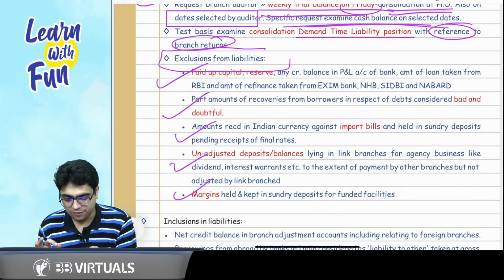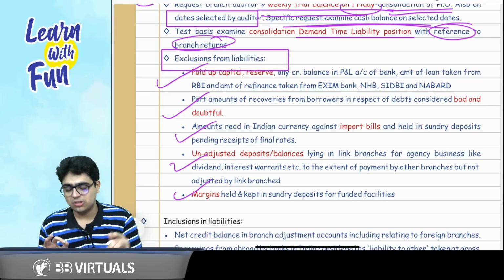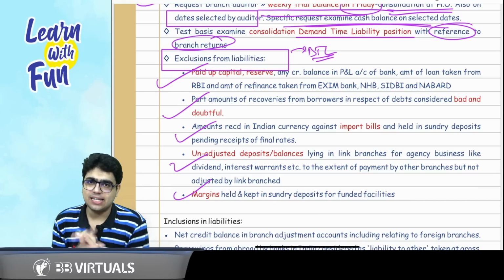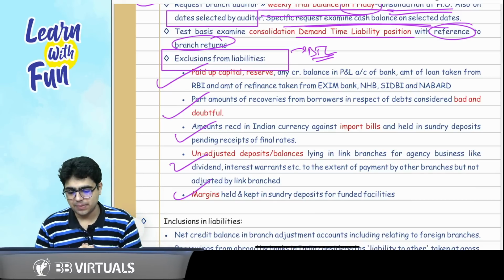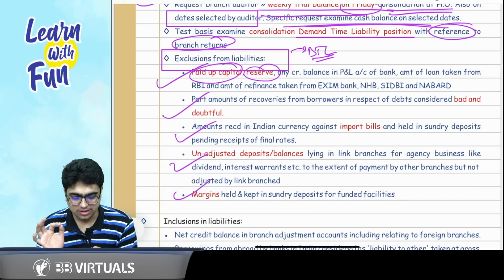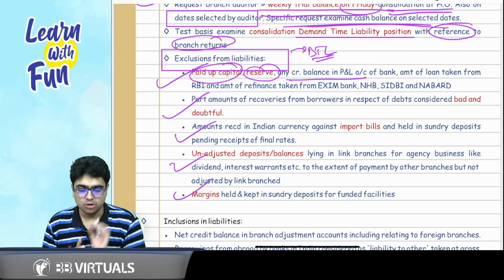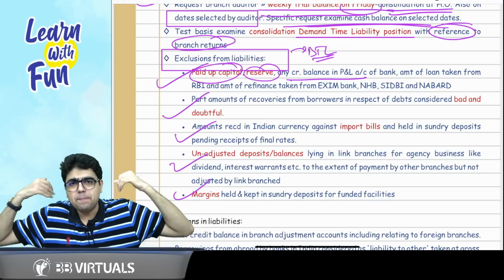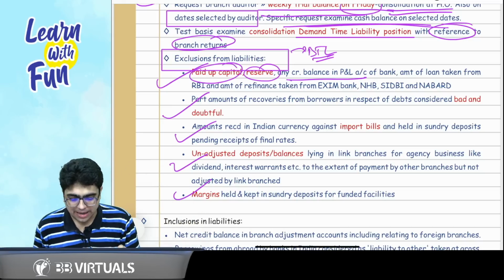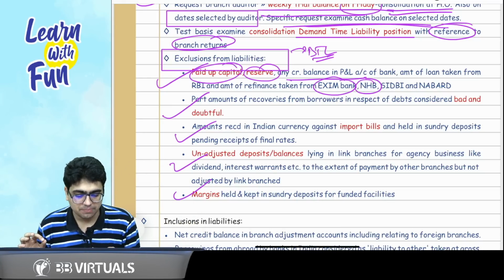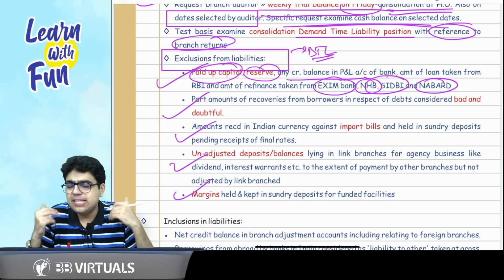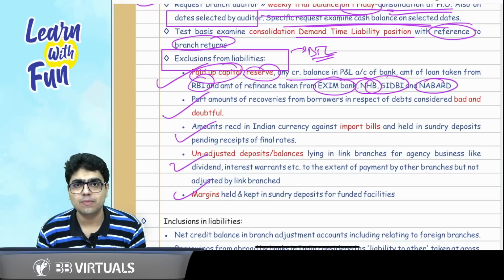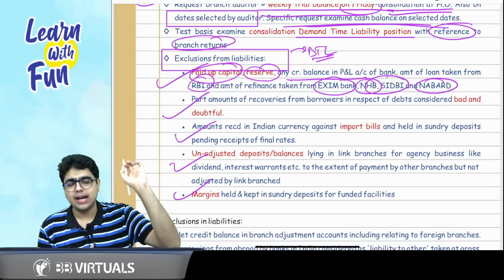Now there are certain things which are excluded from the liabilities for the purpose of computing demand and time liabilities. So first thing, capital is never a part of liability. Capital is never a part of liability. So if there is any paid up capital, reserve or any credit balance in the P&L account, plus if you have taken a loan from the big banks, sir, what are the big banks? Exim Bank, National Housing Bank, SIDBI, NABARD. These are the big banks, even RBI. So if you have taken any loan from them, that will not form a part of demand and time liabilities.